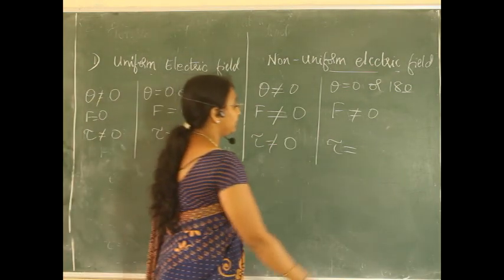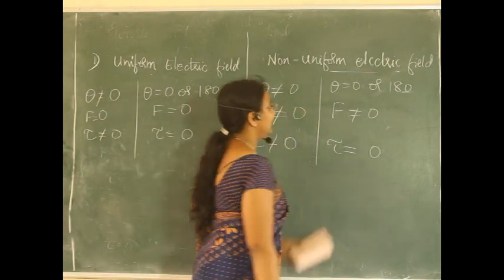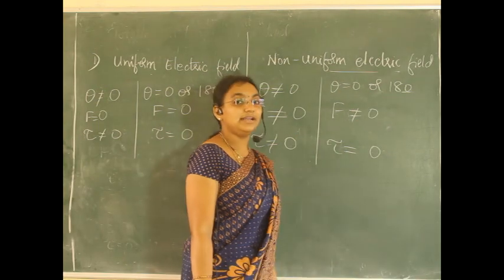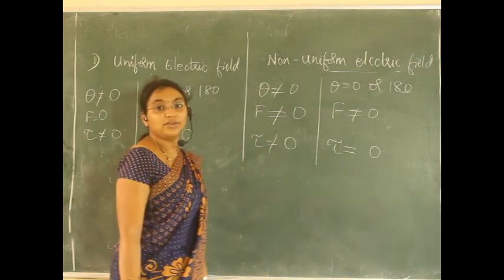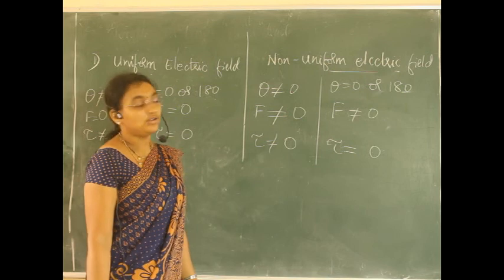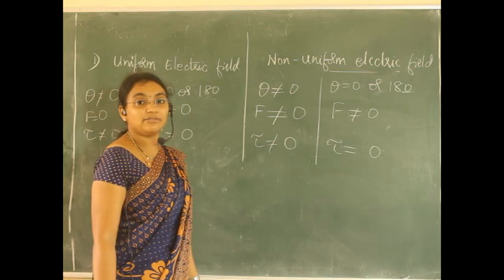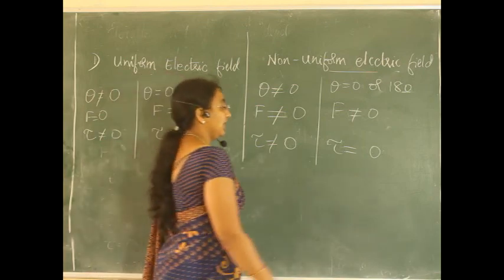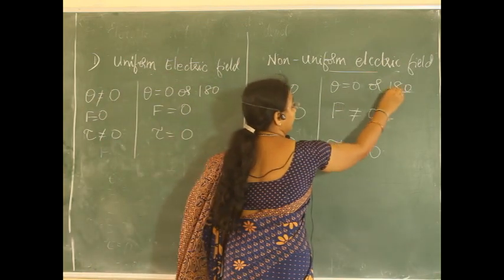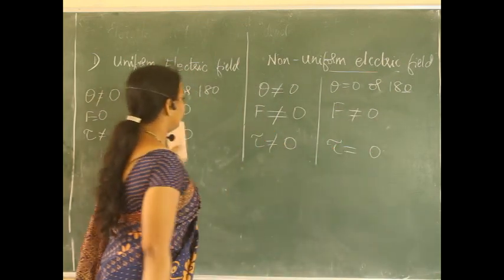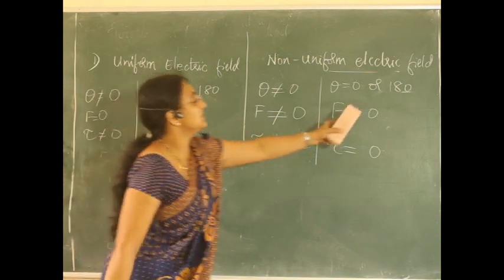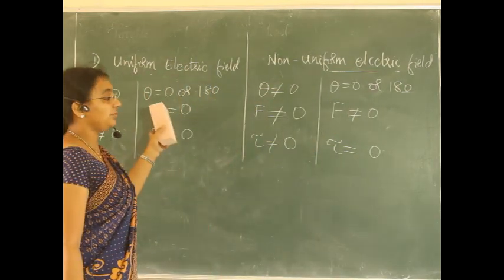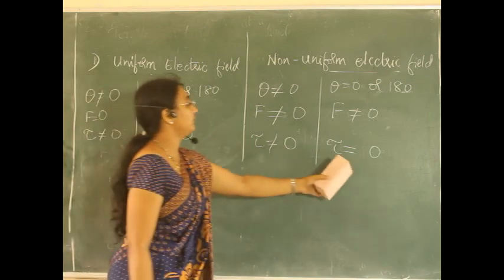Torque is equal to 0 because theta is equal to 0 or 180. Theta equal to 0 means sin 0 is 0. So therefore, tau is equal to PE into 0, that is 0. Therefore, I can say if theta is equal to 0 or 180, the force is not equal to 0 in a non-uniform field, but here force is equal to 0. This remains the same.